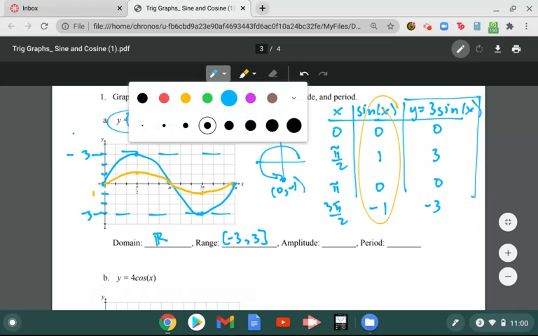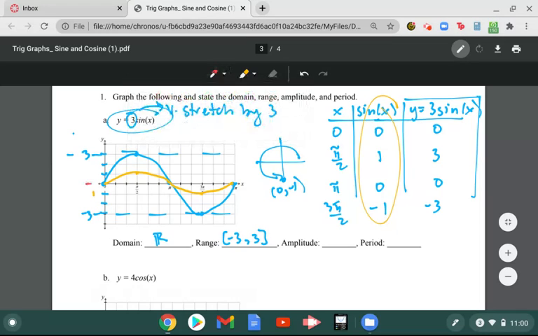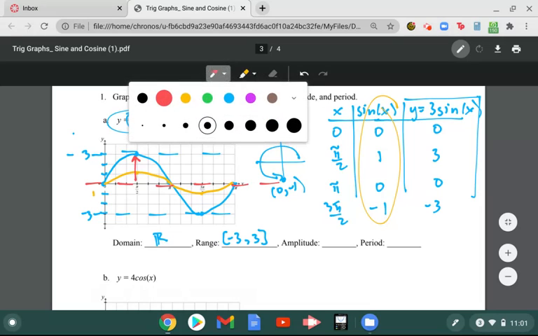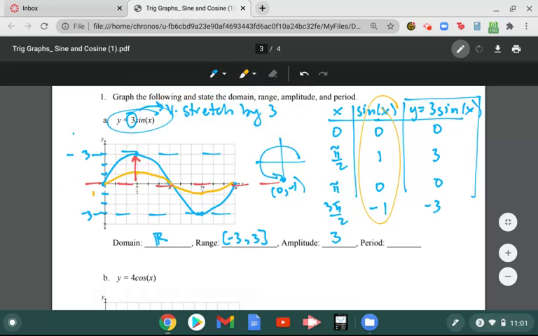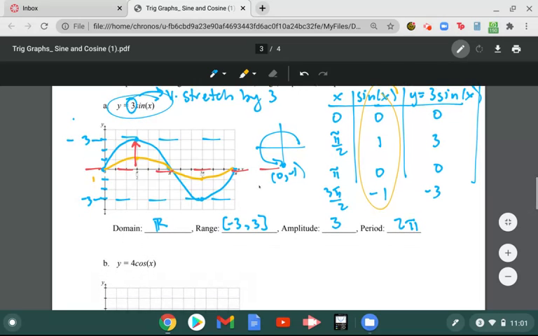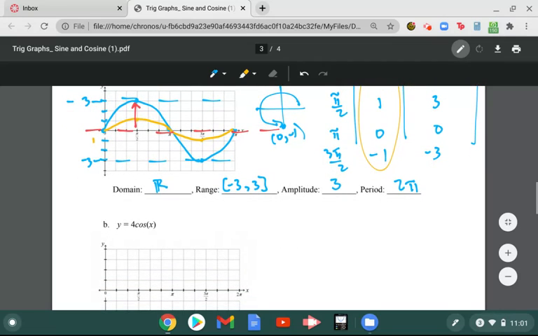Amplitude, we measure the amplitude from the mid-range. This is related to the range. So now those peaks and valleys have a height of 3. So my amplitude is equal to 3. The period, I'm still finishing that shape within 2 pi. So my period is still 2 pi. And the midline, we haven't moved that. The midline is right there on the x-axis.